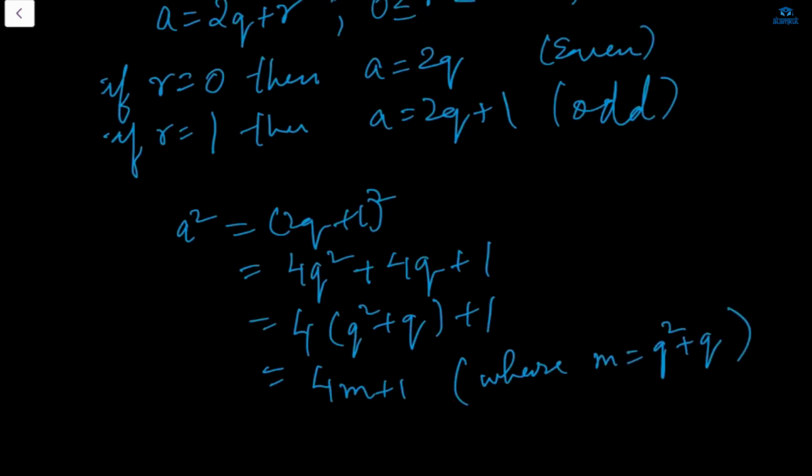For some integer m, the square of any odd integer is of the form 4m plus 1. Okay, understood? Yeah, I'm getting it a little.